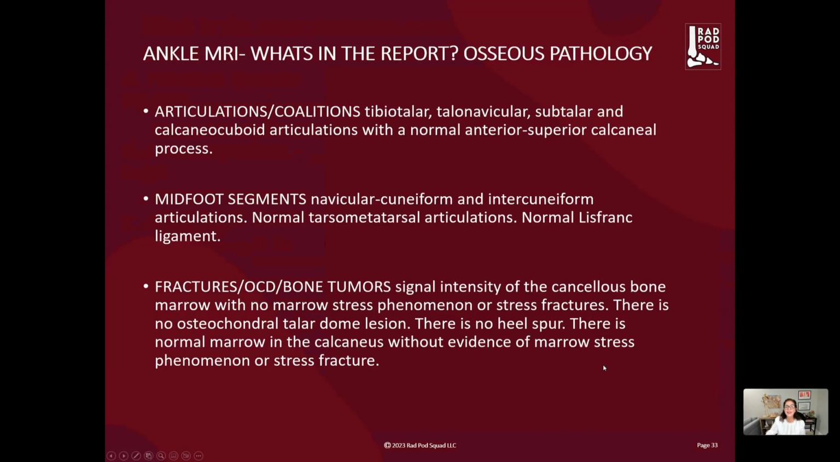So when we're looking at an MRI, what will go in the report? And I've created a checklist. So there'll be osseous pathology. In our reports, we'll be talking about coalitions and articulations, whether it be the tibiotalar, talonavicular, subtalar, or calcaneocuboid. We'll be looking at all those structures, plus assessing the anterior superior calcaneal process.